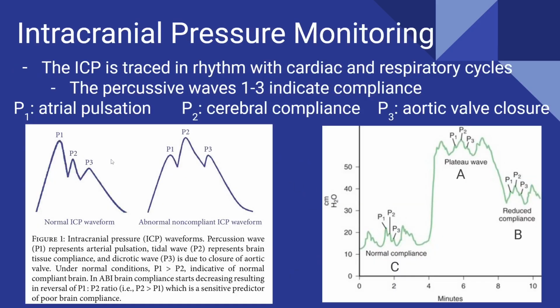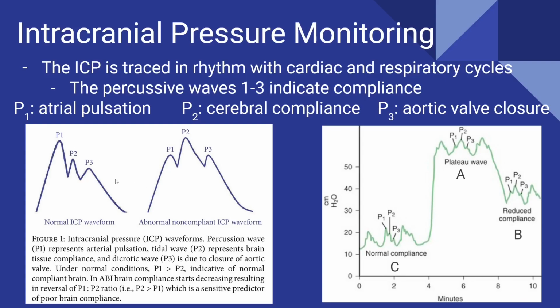But here's what you're going to see on your monitor when you're monitoring ICP through an EVD. We don't typically use bolts anymore because they don't have the ability to actually treat the pressure, just monitor the pressure. So bolts have kind of gone by the wayside. But in your ICP waveform, you're going to have 3 waves. Your first wave is a P1, that's your arterial pulsation. So you're going to see a wave of pressure come into your monitor, and that's the initial arterial pulsation through your brain.